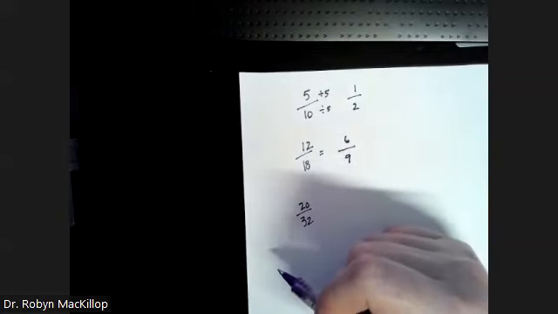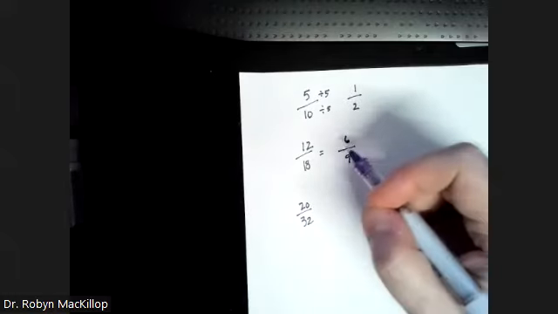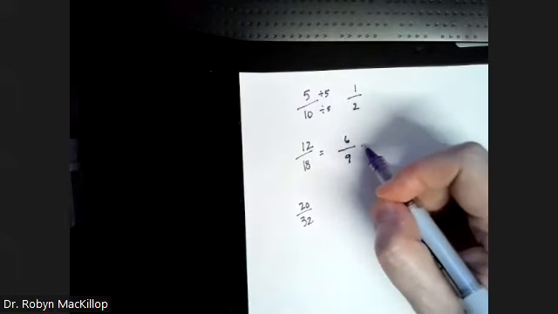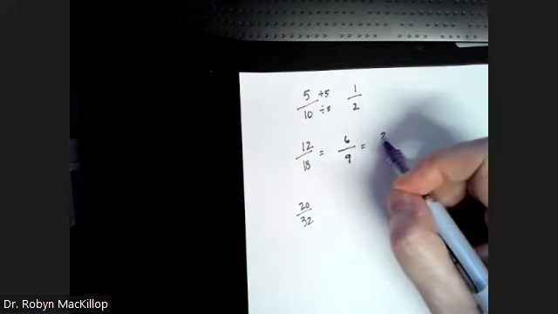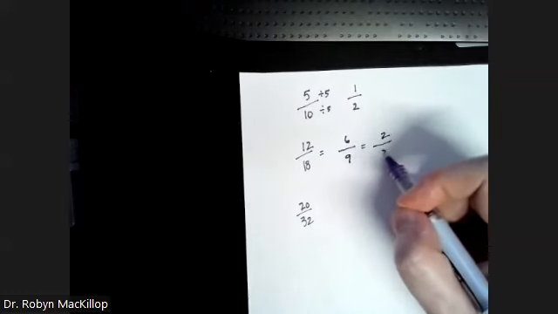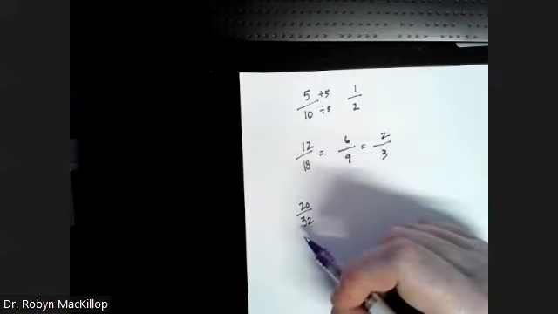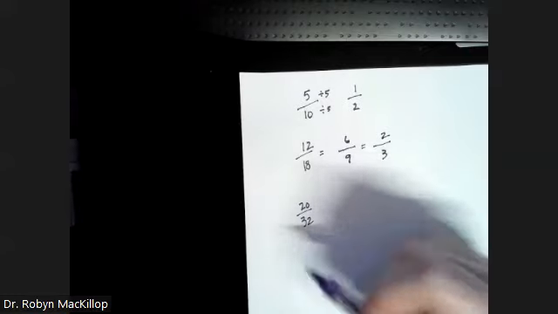Now, can that be reduced? Probably, because there are numbers that go into both 6 and 9. So 3 goes into both 6 and 9 evenly. 6 divided by 3 is 2. 9 divided by 3 is 3. So 2/3 is the lowest fraction for 12/18.